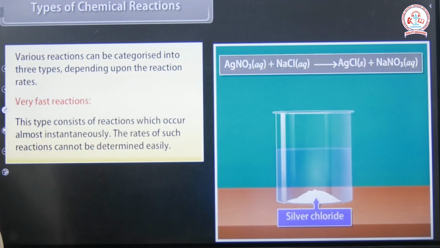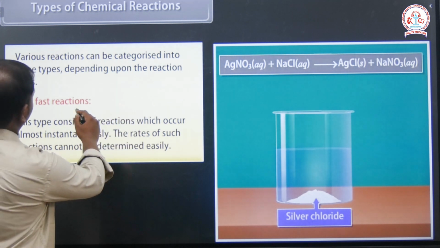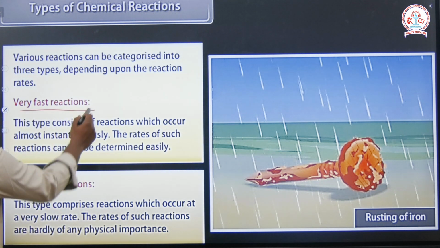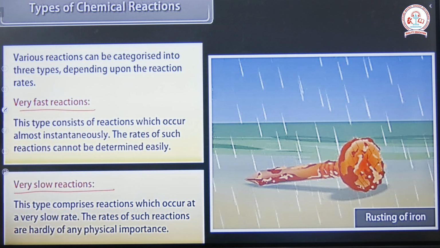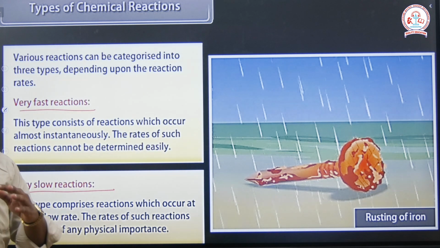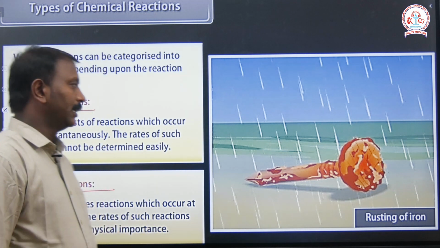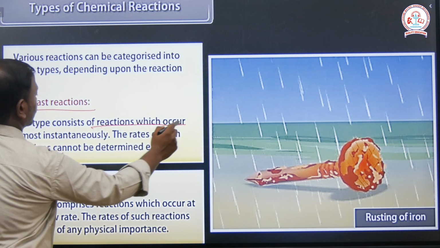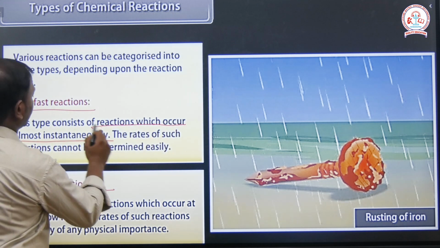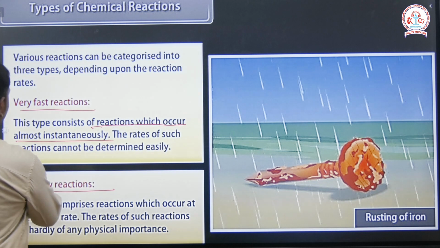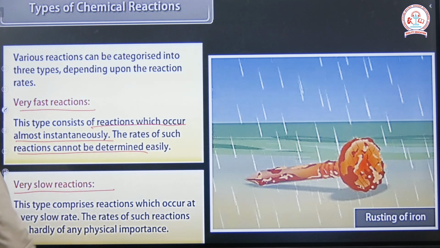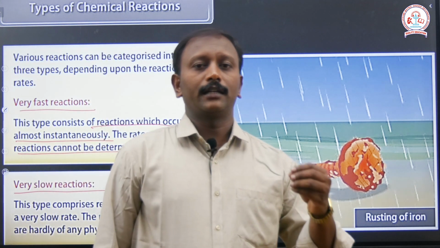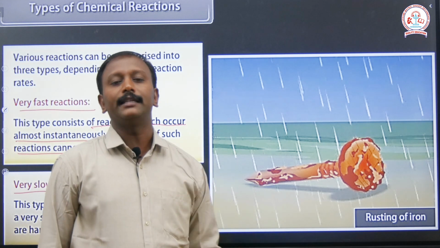Next, types of chemical reactions. We have 3 types: very fast reaction, very slow reaction, and moderate reaction. What is meant by a very fast reaction? It is a reaction which occurs almost instantaneously. The rate of such reactions cannot be determined easily. In a fast reaction, we cannot find the rate of the chemical reaction easily.